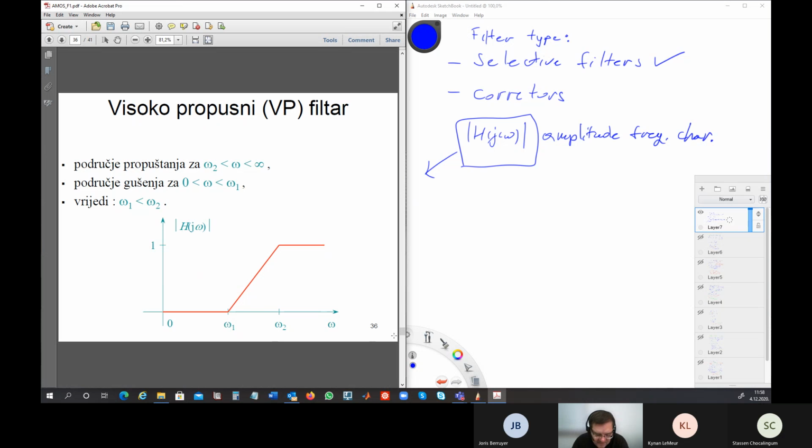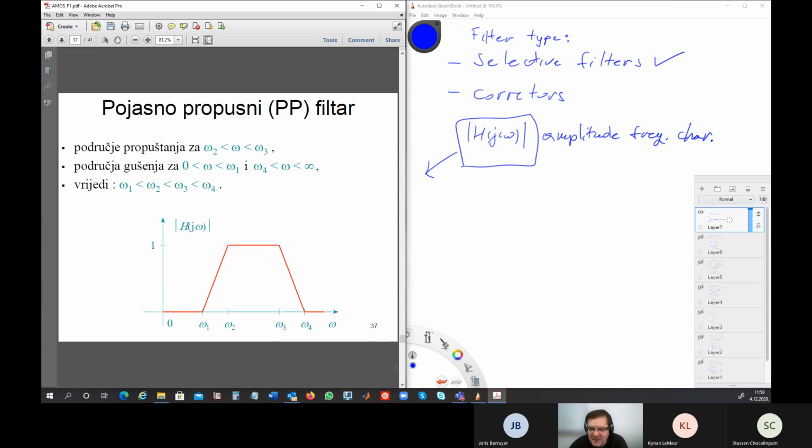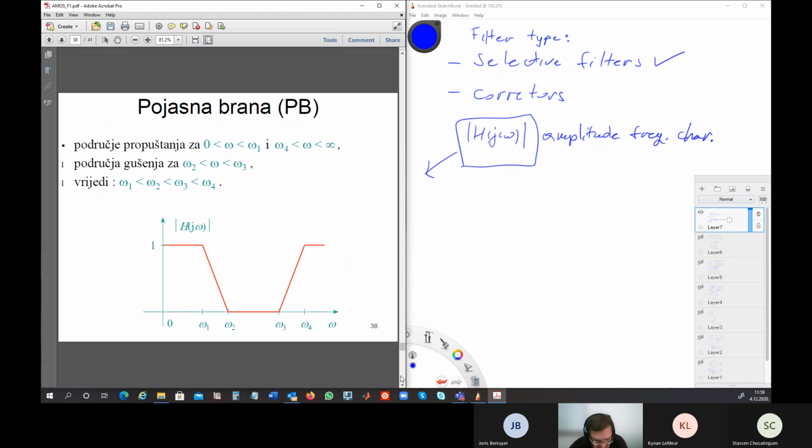This was low pass filter because it passes low frequencies. High pass filter passes high frequencies. Band pass filter is like this. It passes intermediate frequencies between omega 1, omega 2, and omega 3. And here is stop in these two regions.